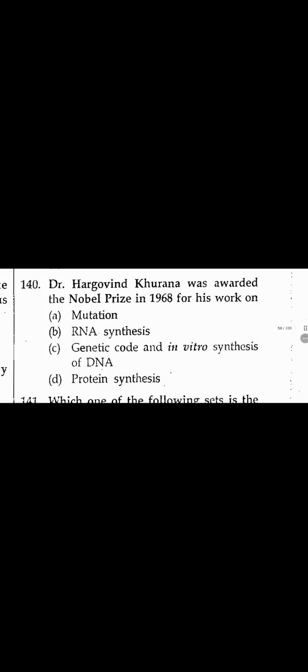Question number 140. Dr. Har Gobind Khorana was awarded the Nobel Prize in 1968 for his work on option C, genetic code and in vitro synthesis of DNA. Question number 141. Which of the following sets is the correct sequence of events in the cell? First it is transcription, then translation, then protein synthesis. Transcription is from DNA to RNA. Translation is from RNA to protein, and then protein synthesis.